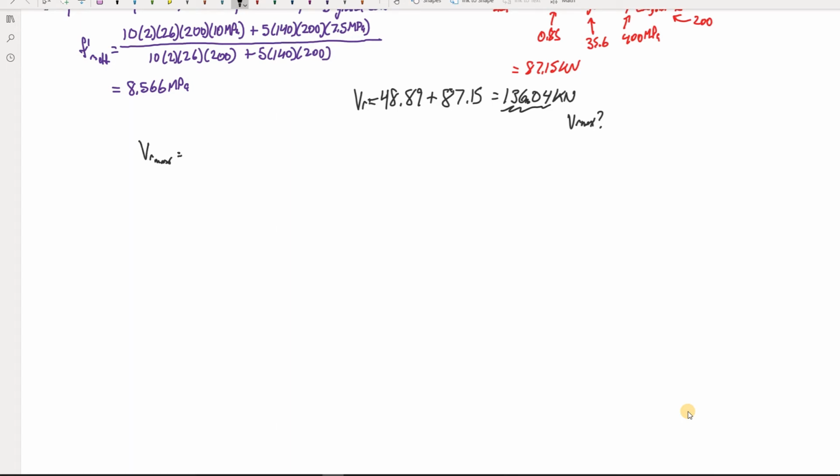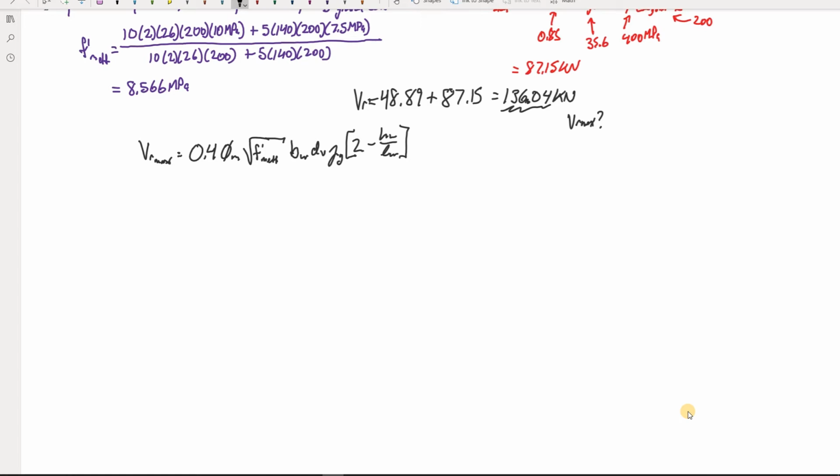V_R max is equal to 0.4 phi_m root f'm effective. That's the same value from before, f'm effective, so we've already calculated that, times b_w times d_V. We have that gamma_G showing up there, and this is multiplied by a factor of 2 minus the height of the wall divided by the length of the wall, so looking at that aspect ratio. We know pretty much everything here.